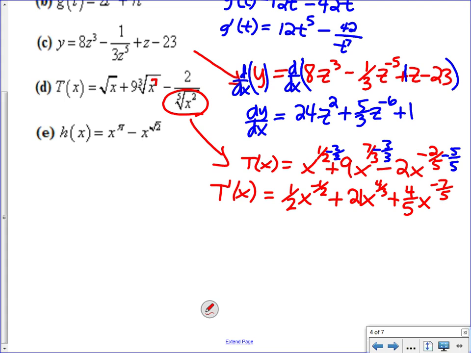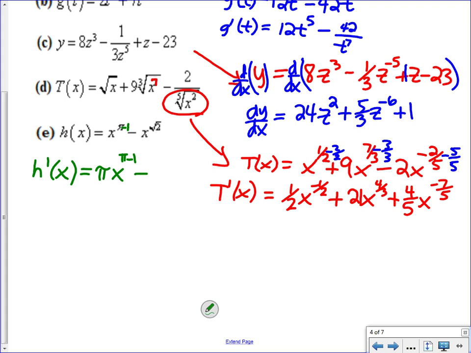All right, and then for example E, we have x to the power of pi minus x to the square root of 2. So sometimes, especially when we're dealing with irrational exponents, because pi and square root of 2 are both irrational numbers, we'll just apply our power rule. So we'll bring the pi down in front. So it'll be pi times x. We're going to subtract 1 from our exponent. So we'll just keep that pi minus 1, because otherwise we would have to round it, and we want to keep it exact.